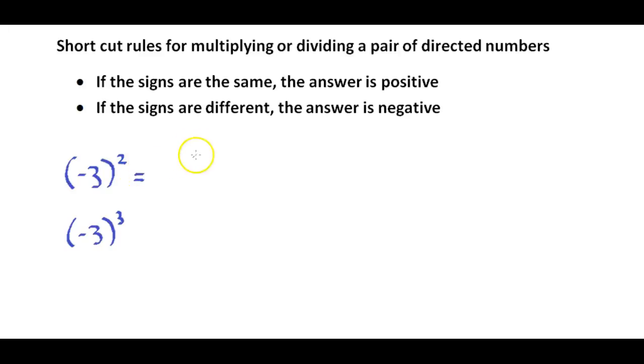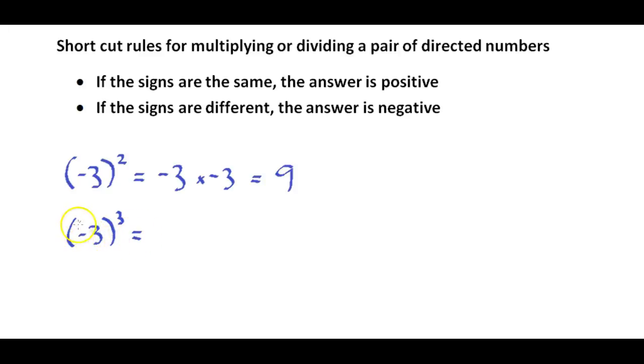So negative 3 to the power 2 is equal to negative 3 times negative 3. The brackets show me that I have to look at the negative 3, so it's the negative 3 times itself that gives me my final answer. Now my signs are the same, so my answer is going to be positive, and 3 times 3 is 9.